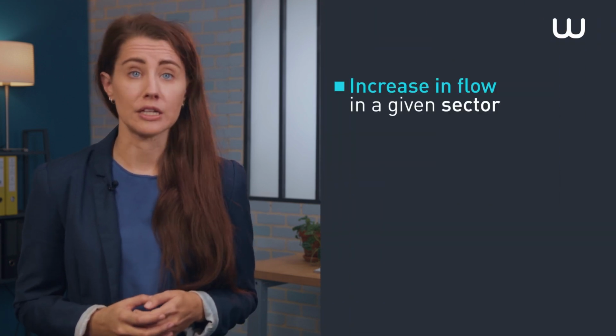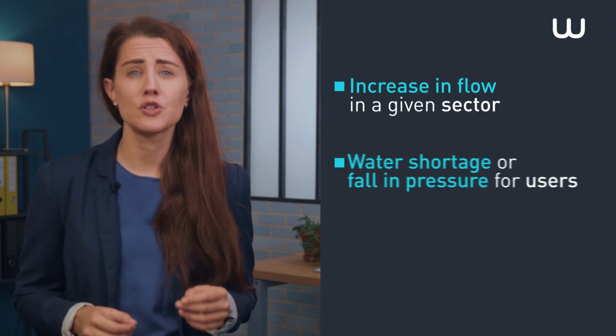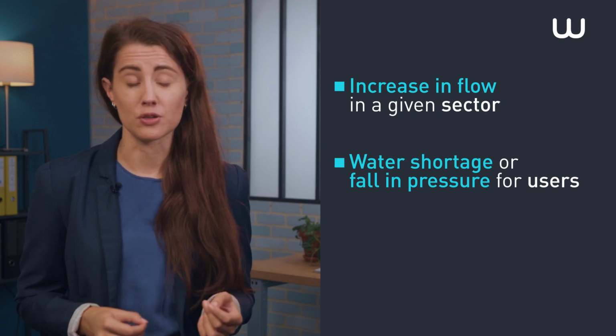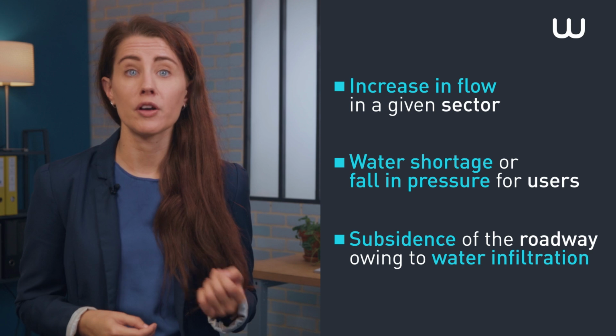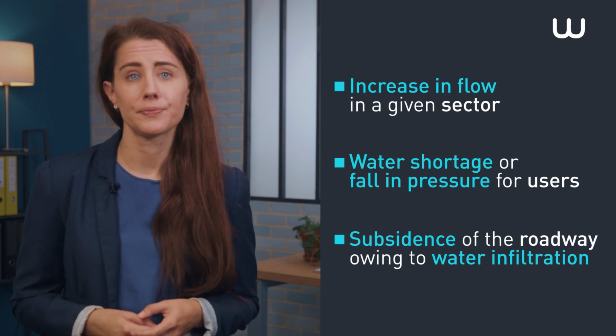So, how can we detect a leak? Several elements can indicate the presence of a leak on the network. It's the case, for example, of an increase in flow in a given sector, water shortage or a fall in pressure for users, subsidence of roadways owing to water infiltration, for example.